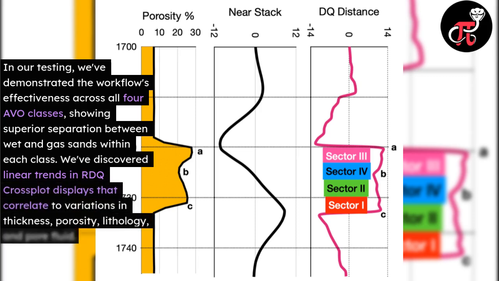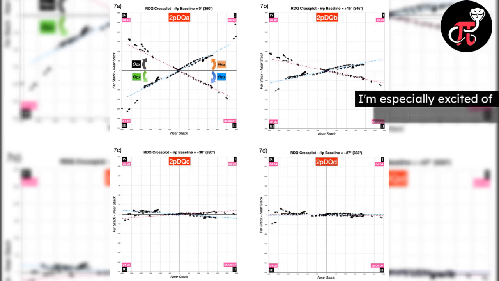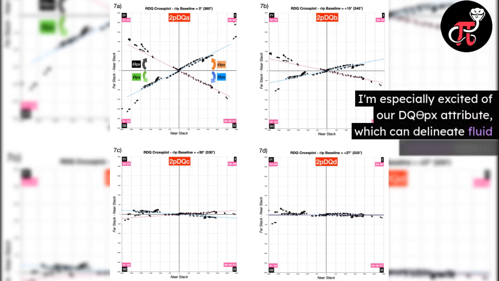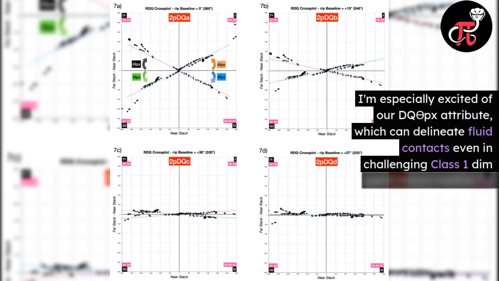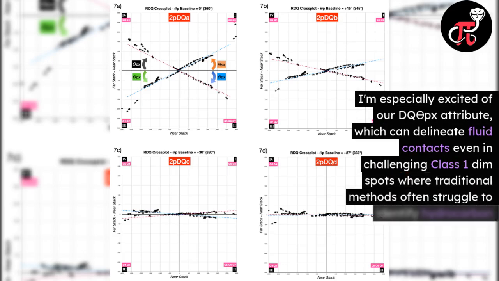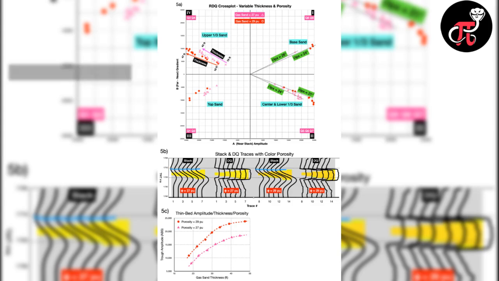We've also discovered linear trends in RDQ crossplot displays that correlate to variations in thickness, porosity, lithology, and pore fluid. I'm particularly excited about the DQ theta px attribute, which can delineate fluid contexts even in challenging Class 1 dim spots where traditional methods often struggle to identify hydrocarbon presence.